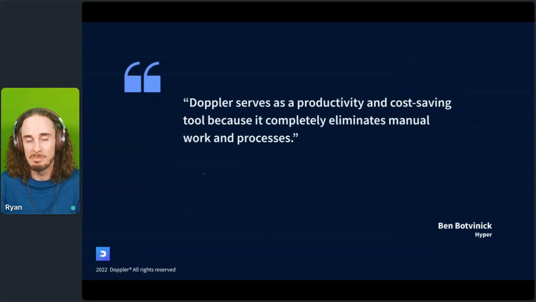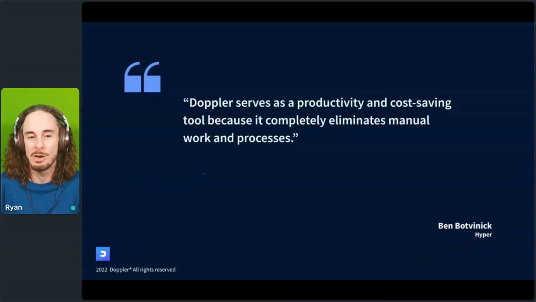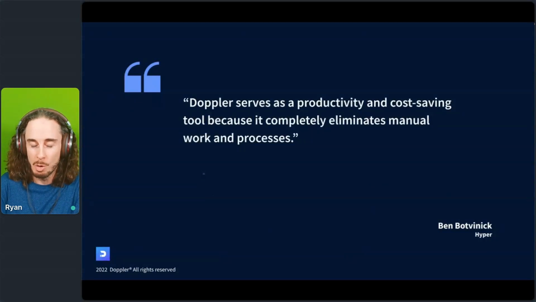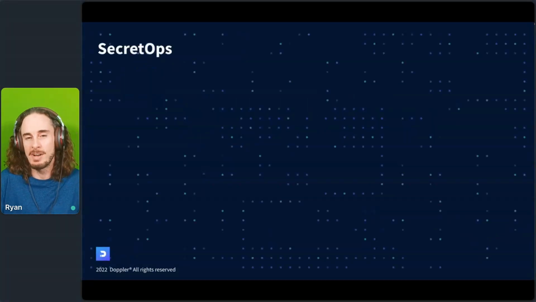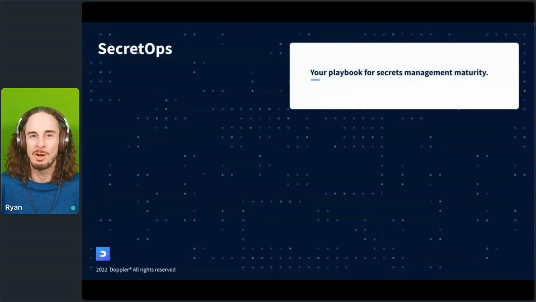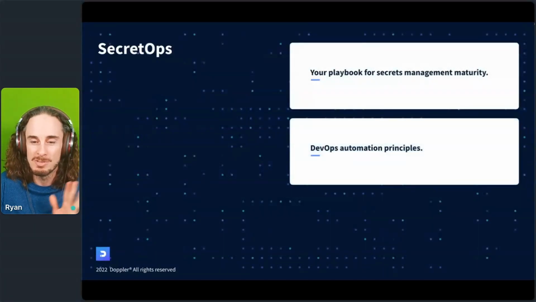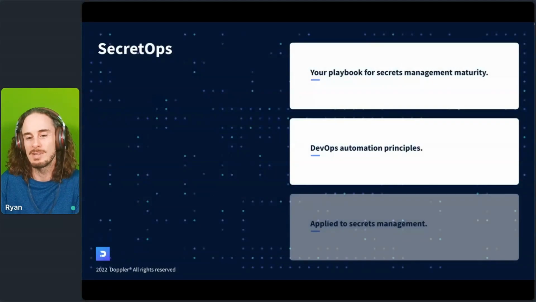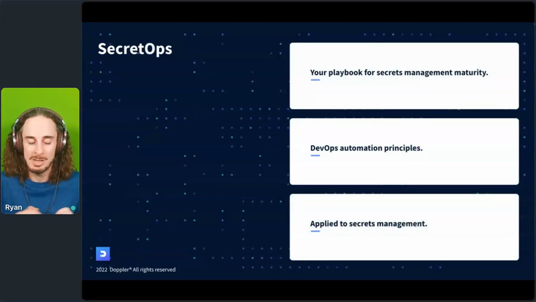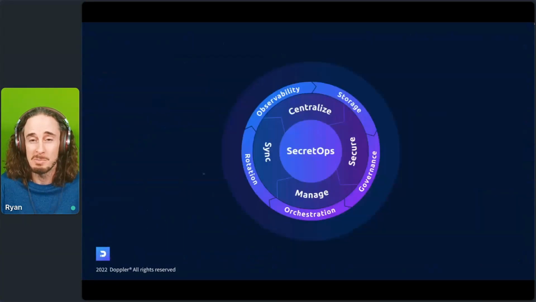And even though Doppler is a security tool, a way to think about it really is a productivity and cost-saving tool as well. Because the more you can get rid of manual processes, the faster everything goes. And not just that, but developers want to spend time writing code. They don't want to spend time managing secrets. No one does. So that's why with SecretOps, you get essentially a bunch of playbooks so you know how to manage secrets really effectively. And it just means that you take all of the things about DevOps and automation that have changed the game, and you apply that to how you manage secrets.